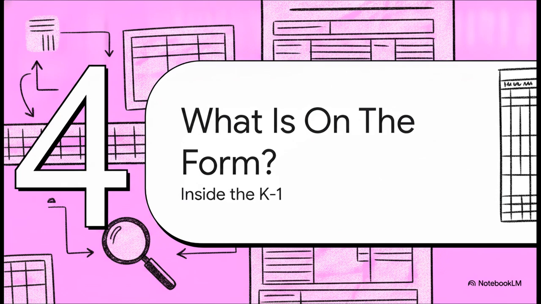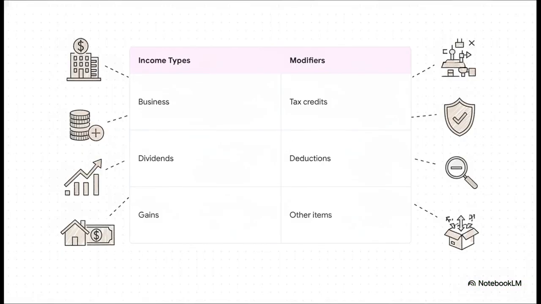Okay, Section 4, what is on the form? Let's take a look at the anatomy of the K-1 so it's a little less intimidating. And this brilliantly illustrates how the K-1 neatly splits your financial activity into two main buckets. First up, income types. This categorizes exactly how your money was made or lost, whether that's ordinary business income, interest and dividends, capital gains, or rental income. The second bucket is modifiers. This includes your share of tax credits, deductions, and other items that will ultimately reshape your final tax bill.